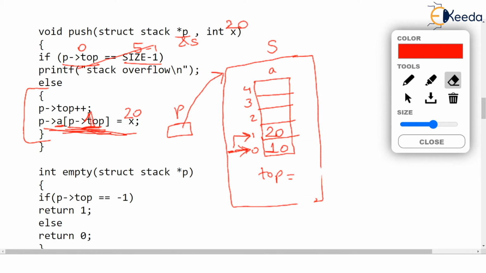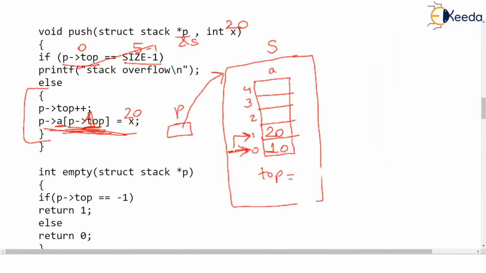Let me write it neatly. So top now is 1. Don't you see a perfect stack here? Where this stack was initially empty, top was -1. Then we pushed 10, then we pushed 20. So after pushing 10 and 20, obviously top should be 1.